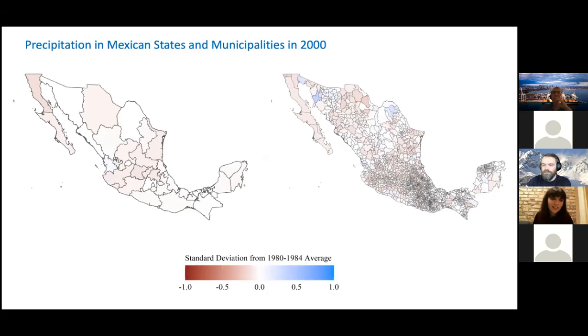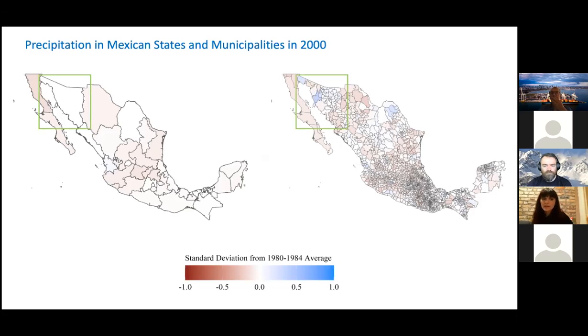And this figure is actually trying to convey that information. So here we're showing the precipitation in Mexican states in year 2000, and we're showing it in deviation form. So deviation from the mean in a so-called normal period between 1980 and 1984, and the deviation is measured in standard deviations. So basically the redder or the pinker states have received less rain than their normal in the 1980s. So we see that there's not much change if we look at the map on the left, which is at the state level, but then we can reproduce the same map at the municipality level. And there you can see how much variation there can be even in the same state.